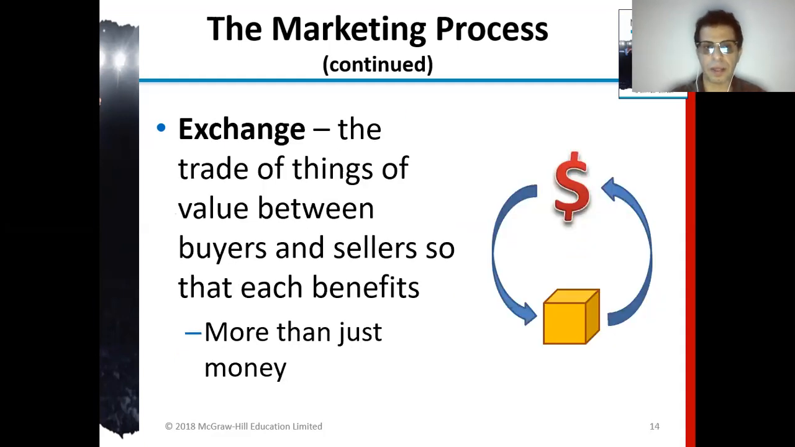Ladies were buying that. So in the marketing process there is an exchange, the trade of things of value between the buyers and sellers, so that each benefits, more than just money. So I'm giving money because I'm gaining a value equal to that money or more. That's what is meant here. If you notice, you're trading value with the money to get more value for your money.